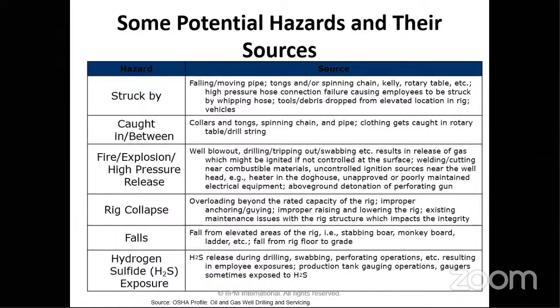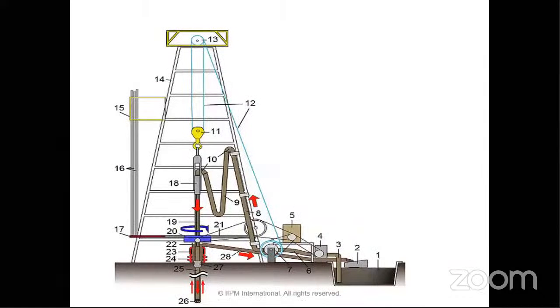from rig floor. Then we'll have the hydrogen sulfide exposure. Hydrogen sulfide release during drilling, swabbing, perforating operations, etc., resulting in employee exposures, production tank gauging operations, gaugers sometimes exposed to hydrogen sulfide. So all of this could be some of the major identified hazards associated with a rig. Okay, associated with a rig. All right.